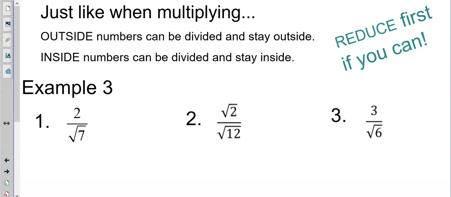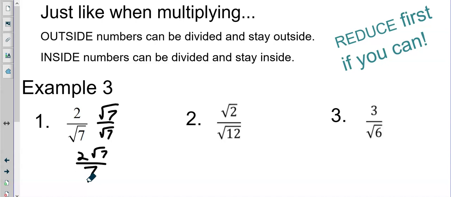Okay, so 2 over radical 7. I'm going to do this first. Now on the top, I simply have 2 radical 7. That's it. Down the bottom, I have just 7, and I'm already finished. It's that simple.